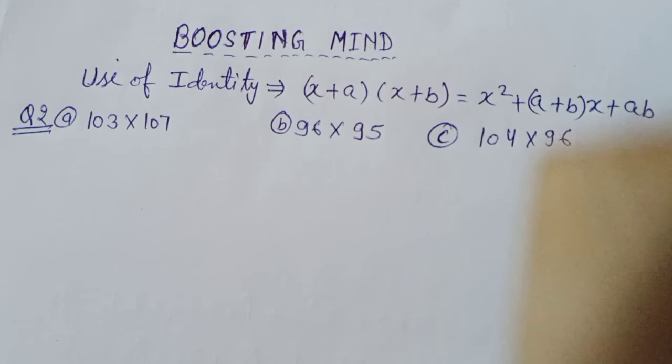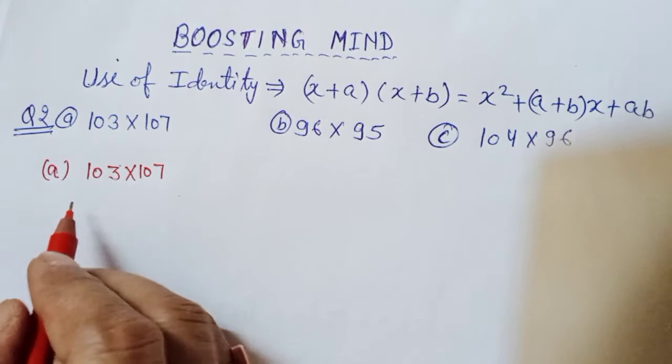For the last few sessions, I have been explaining to you about different identities and how to use them in a given question. Today I will explain how to multiply two numbers by using an identity. This topic belongs to class 8th as well as class 9th. Here I am going to multiply 103 by 107, and I have taken some more examples. We will multiply these numbers by using the identity. Let's see how you can do this. So ready guys? Let's start.